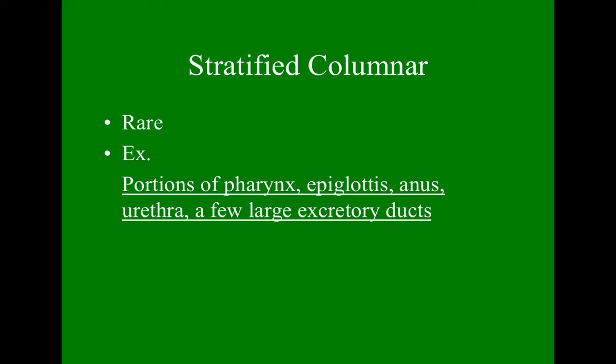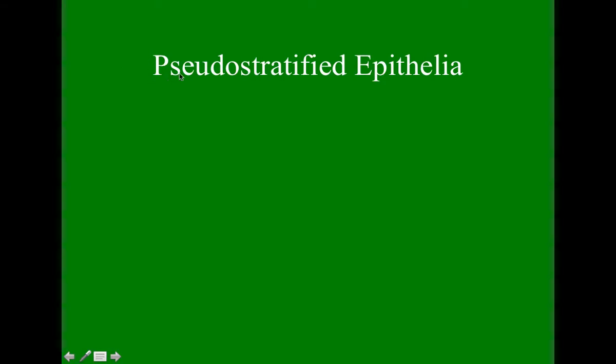Now, if you take a look, we still have 2 more types of epithelia, but these are not classified based on their shape and the number of layers. These are actually 2 special cases that we want to look at. The first one is called Pseudostratified Epithelia. And if you think of the prefix pseudo, it means not really. So basically, it means it's not really stratified.